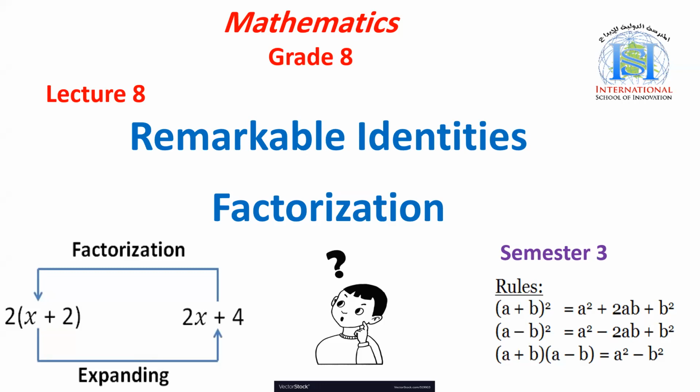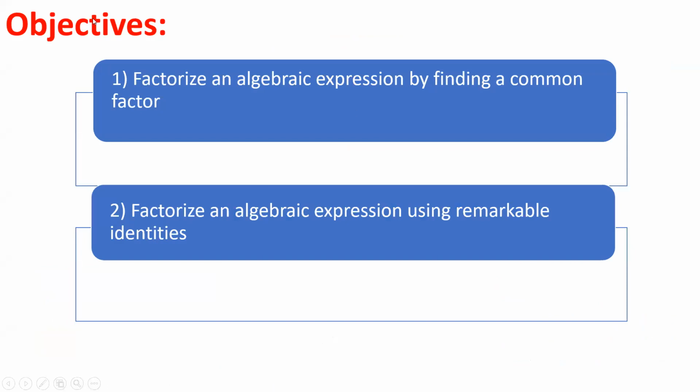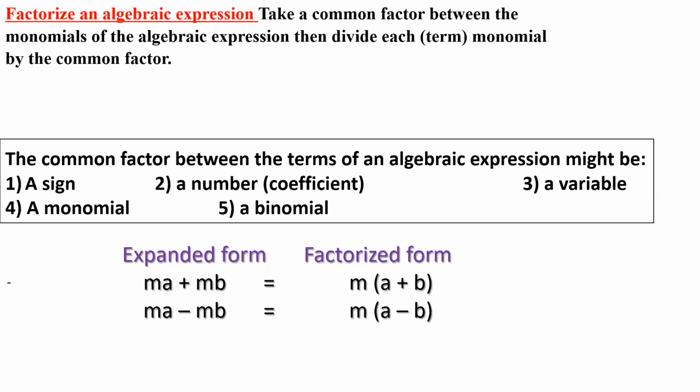We are continuing this week what we started last week, lecture 8, remarkable identities. Last week we talked about expanding. This week we'll talk about factorization. What are the objectives of our lesson? Let us start. Objective number 1, factorize an algebraic expression by finding a common factor. Objective number 2, factorize an algebraic expression using remarkable identities.